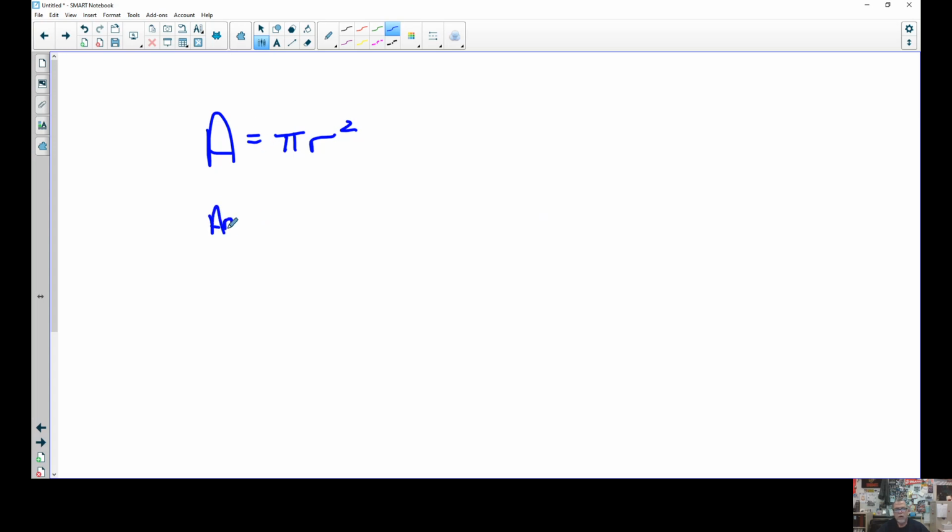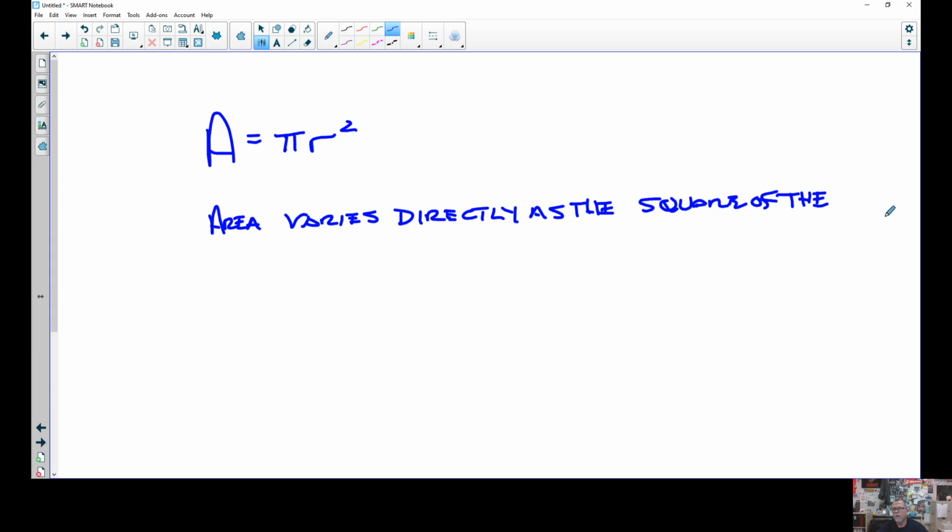This says that area varies directly as the square of the radius. Right? That's what that means. And what would be our variation constant? What's K? Well, K is pi. So again, these formulas, a lot of them that you've known for a long time, are examples of these variations, right? And you're going to be asked to do this in the book.